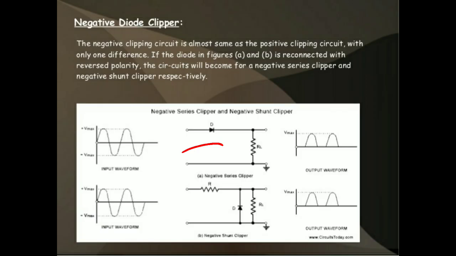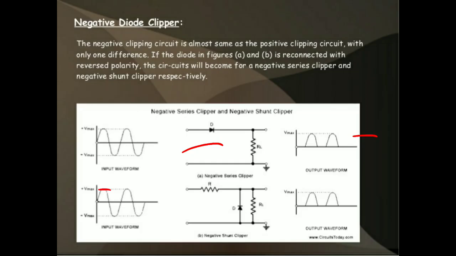During the negative half cycle, the diode goes to the reverse bias condition, does not conduct and does not produce any output voltage. So the output is 0. So the output appears only in the positive half cycle. This is the negative series clipper, and the next one is the negative shunt clipper.